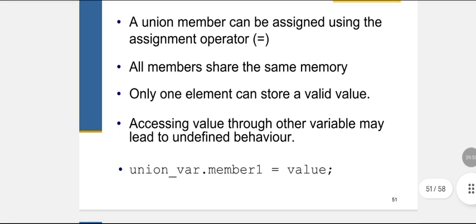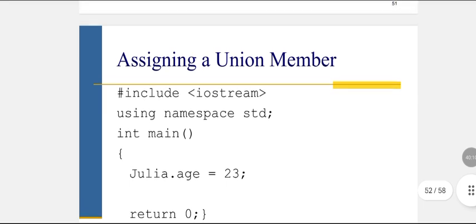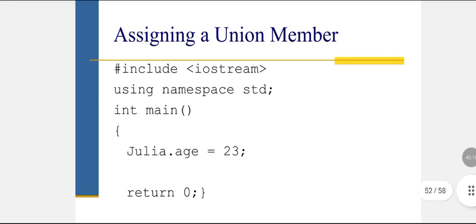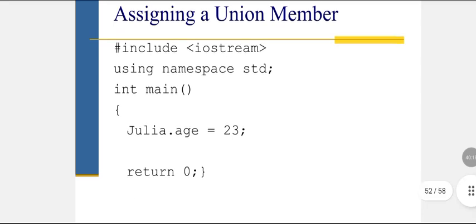Then you can see an example down there. You have the union, a variable dot number one equals to the value. Then, going to an example, we have dealer.age, that's our union name. Then I have our variable, then equals to the value.